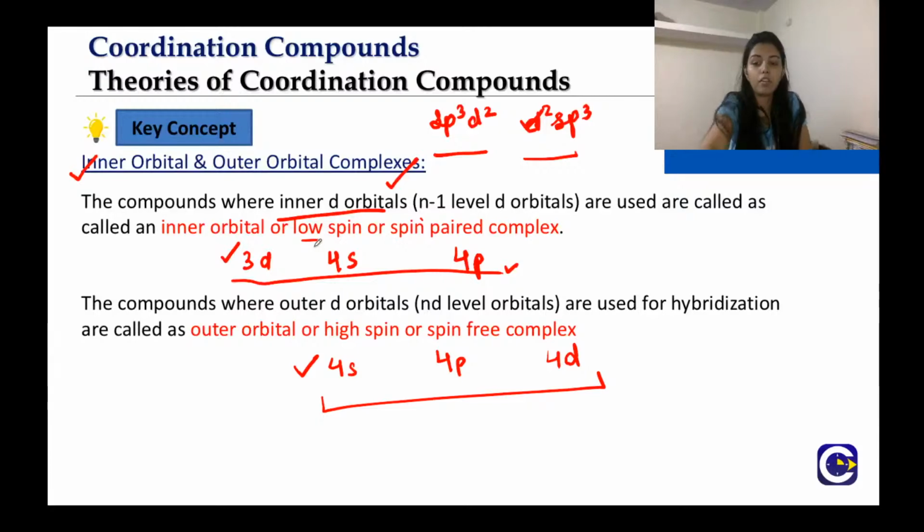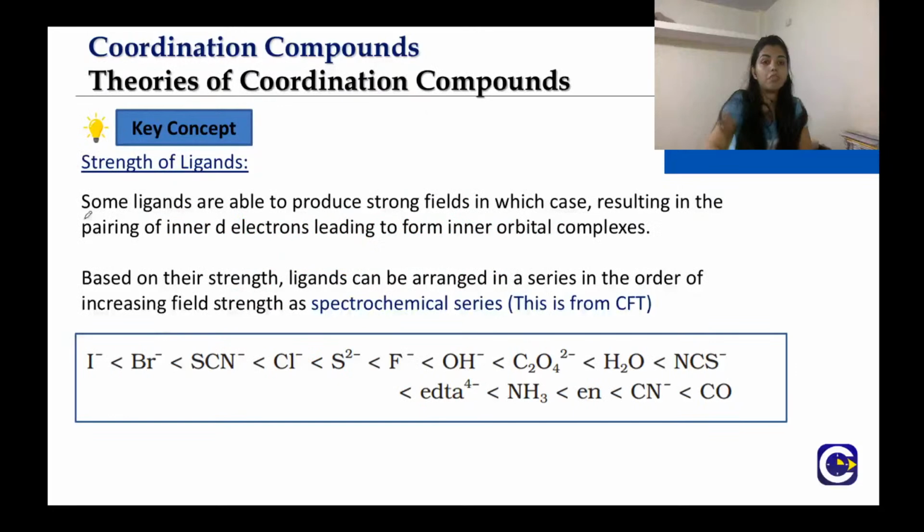sp3d2. Okay. Now, strength of ligands. Particularly, what happens here is that VBT only defines that there are two types of ligand. One is the strong field ligand and one is the weak field ligand. It has not given the idea of how you can classify that a particular ligand is strong field or a weak field ligand, but it has just mentioned that these ligands will be strong field ligands and these ligands will be weak field ligands.